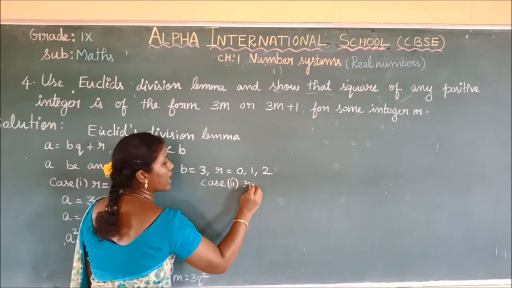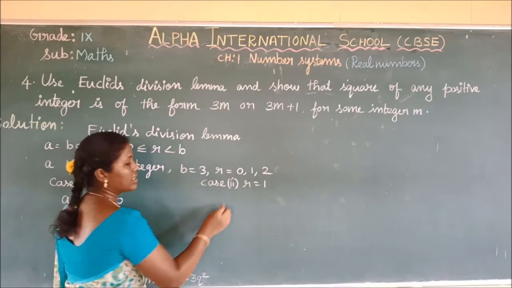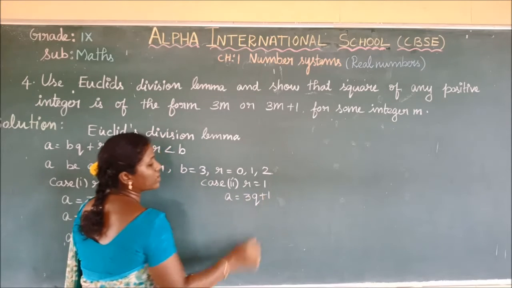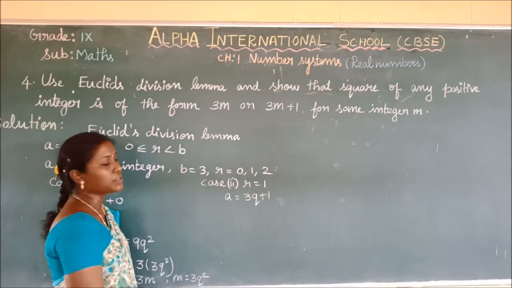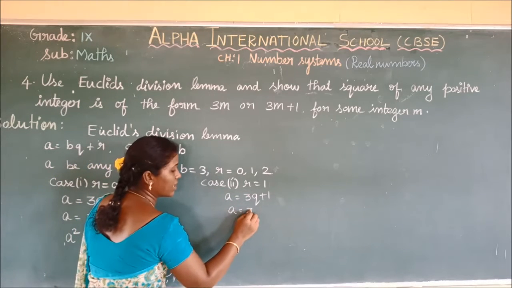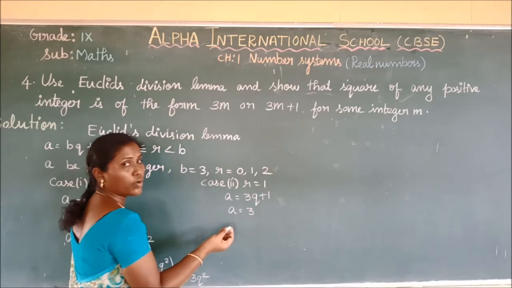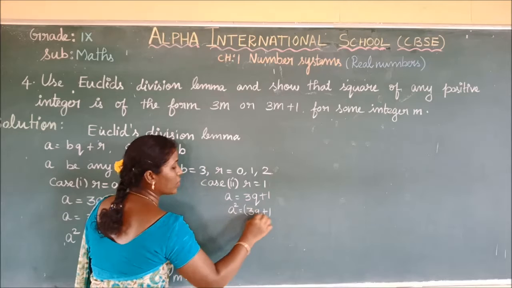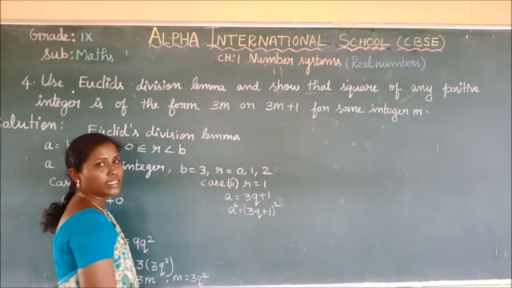Going to take the remainder r equal to 1. That is, a is equal to 3q plus 1. We have to square, no? So take a square is equal to (3q plus 1) the whole square. We are taking the square on both the sides.